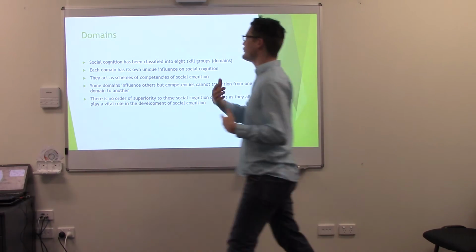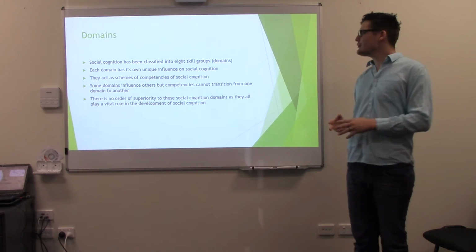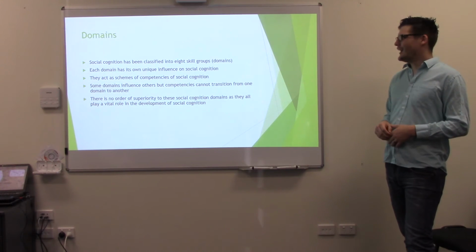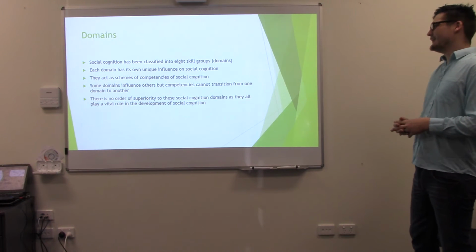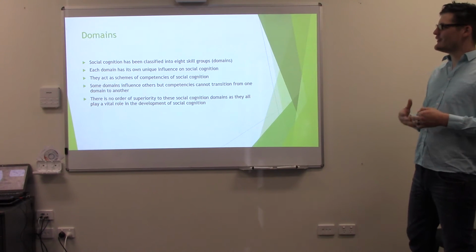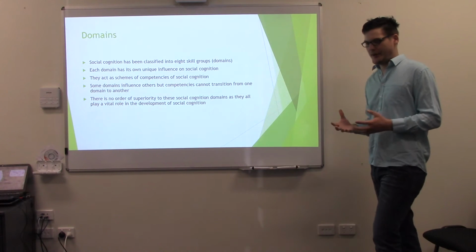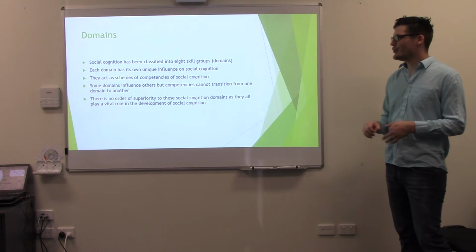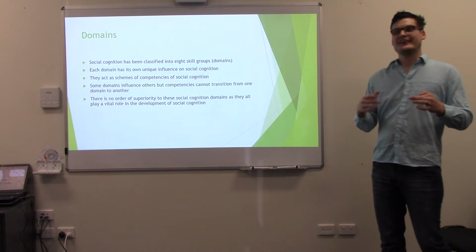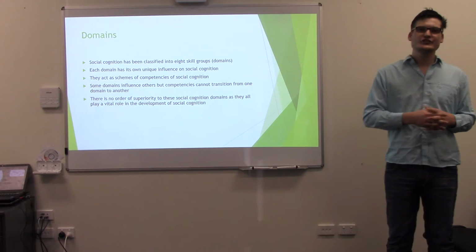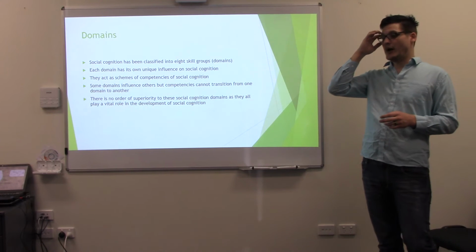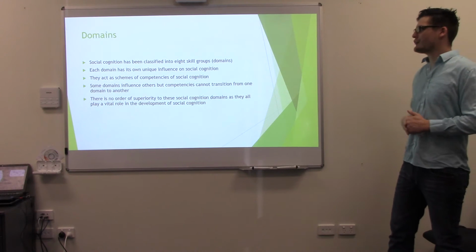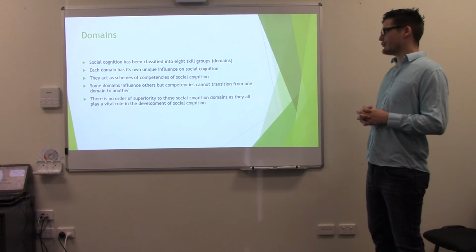So domains. Social cognition has been classified into 8 skill groups, which we refer to as domains, because it sounds a bit better than skill groups. And it also has a better flow to it when you consider the domains of thinking as well. Each domain has its own unique influence on social cognition. And what they do is they act as schemes of competencies of social cognition. So like we see with Piaget's work, where he talks about schemata, organising information into different schemes. This is basically what we see in social cognition as well.